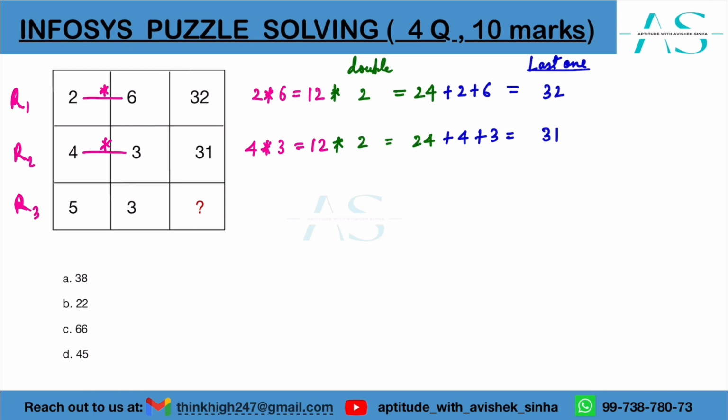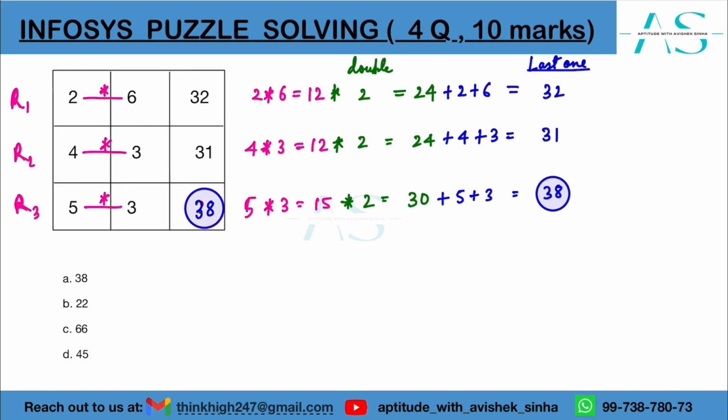Now if we use the same logic, what do we have? 5 into 3 is 15. Taking the double, what do we have? 30. Now let's add the previous one, 5 and 3. So we have 35 plus 3 is 38. So what should be this number? This should be 38. Option A seems to fit in.